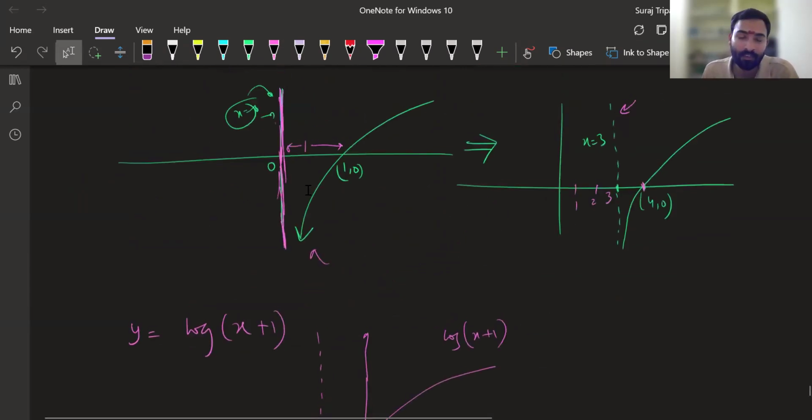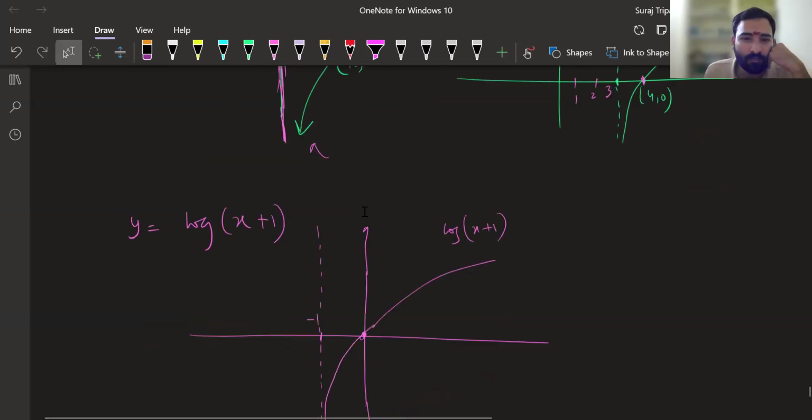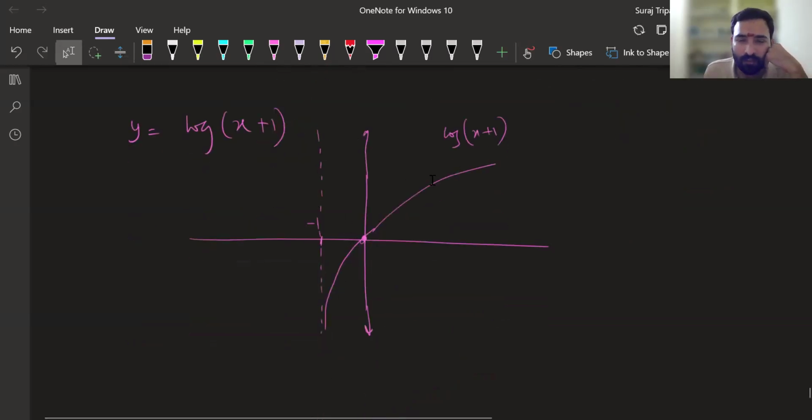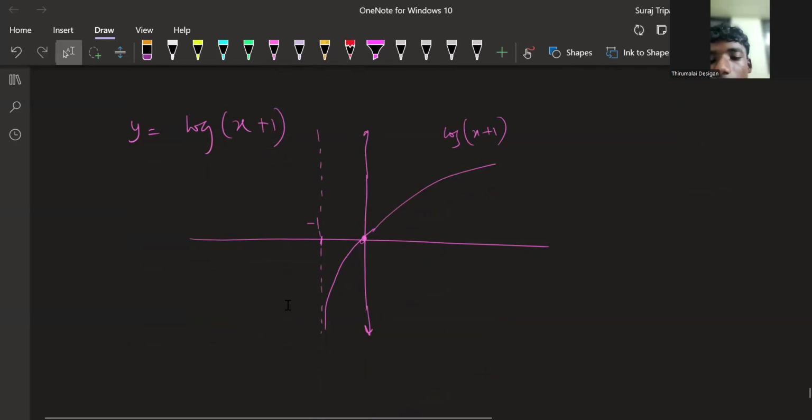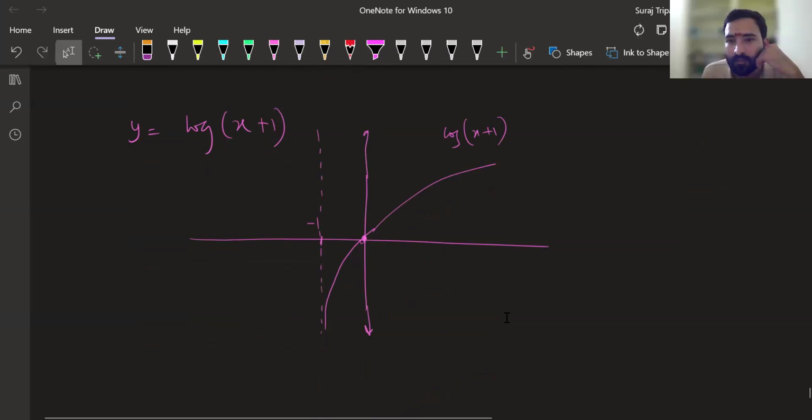Here you just have to hold the curve and shift it by 1 unit towards the left side. Right? Whatever changes happen, the same points you have to follow in the procedure. Yes? Doubt, sir? Yes?